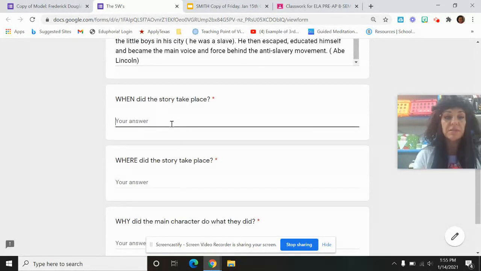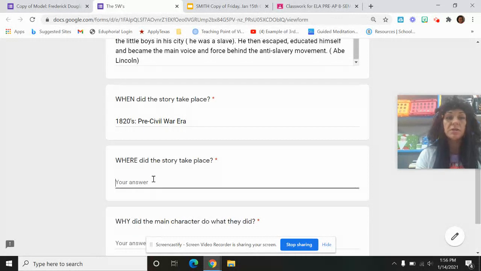When did the story take place? So we know around 1820s, but you guys can also say, if you don't have an exact date, pre-Civil War era. Same thing for Harriet Tubman. Okay. Where did the story take place? We know that it began in the southern states, but then we know for him it was obviously also in Maryland.